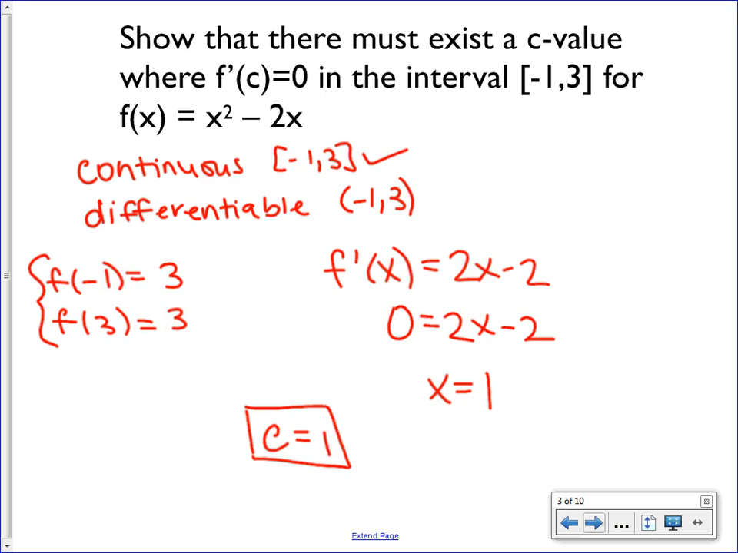So we have a parabola, right? What did we really just find? We found that our vertex is at x equals 1, right? Because that's where we're changing direction. Okay. All right. Great.